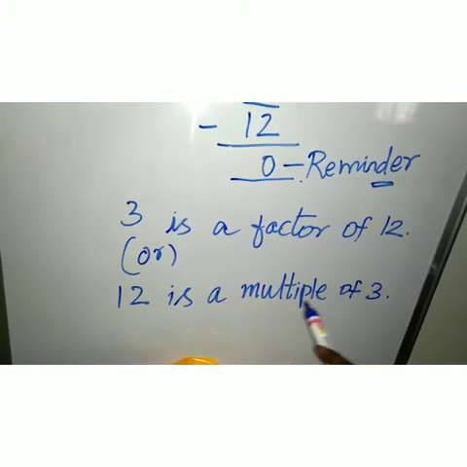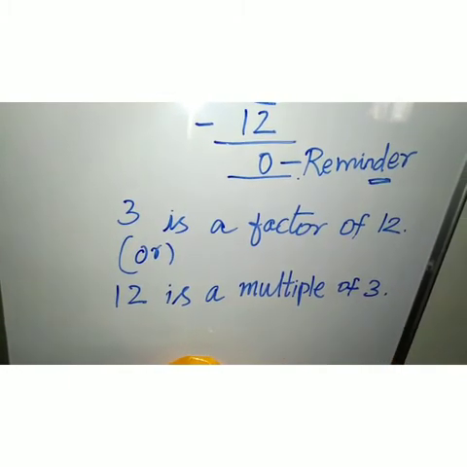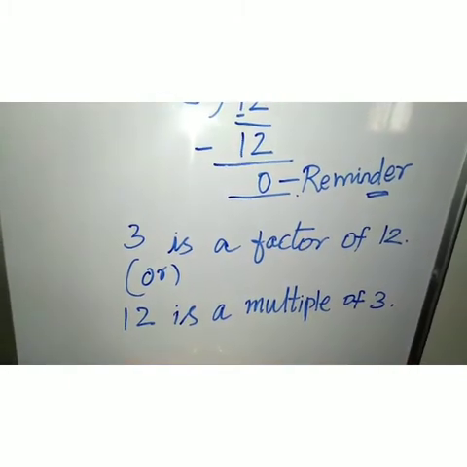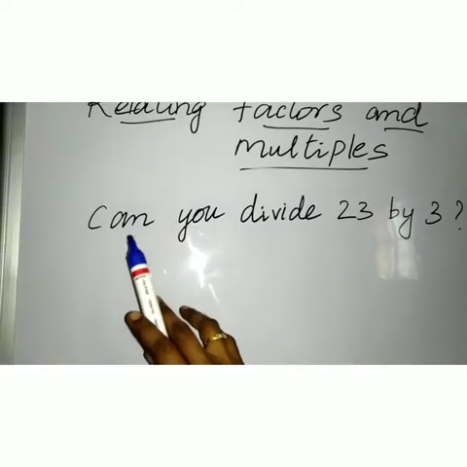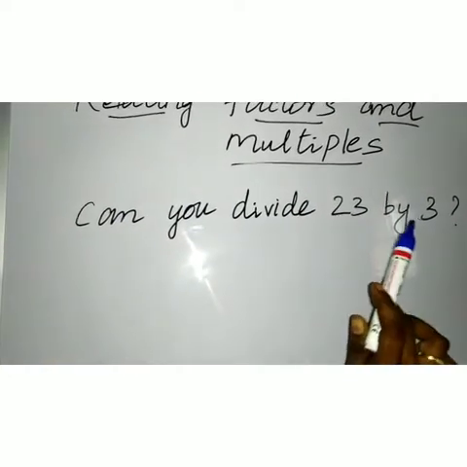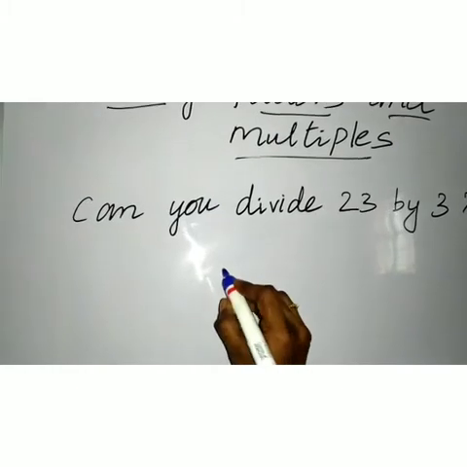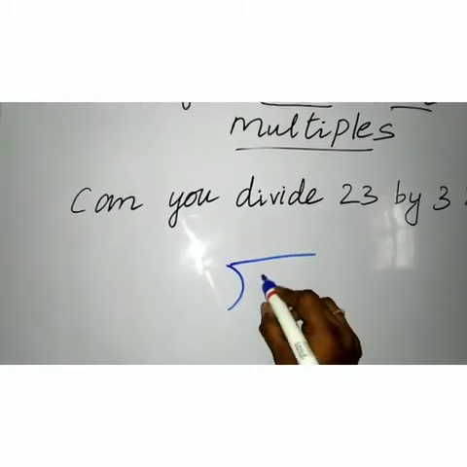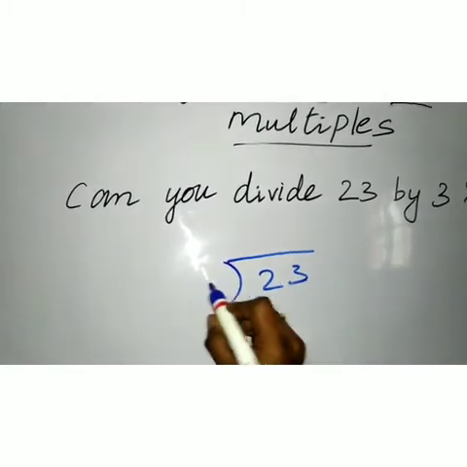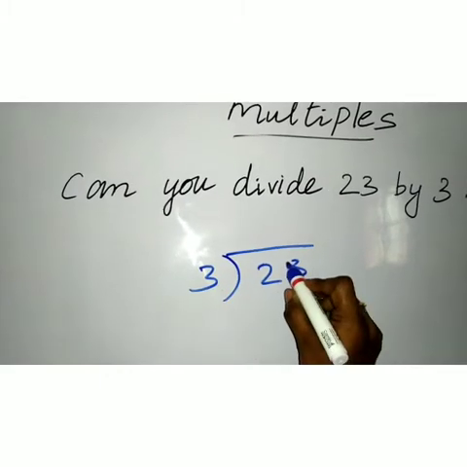Listen once again. I repeat the concept. If we get the remainder as 0, then 3 is a factor of 12. Or you can say it as 12 is a multiple of 3. Okay. Now consider the next problem.